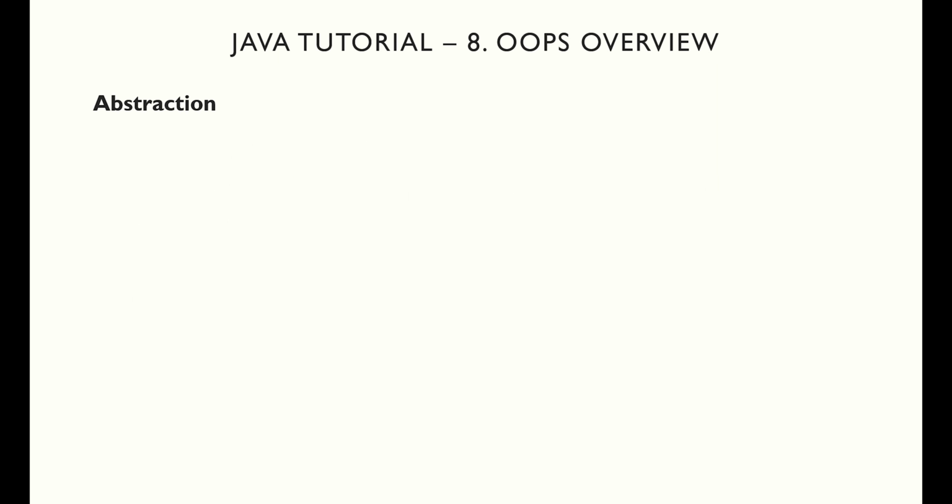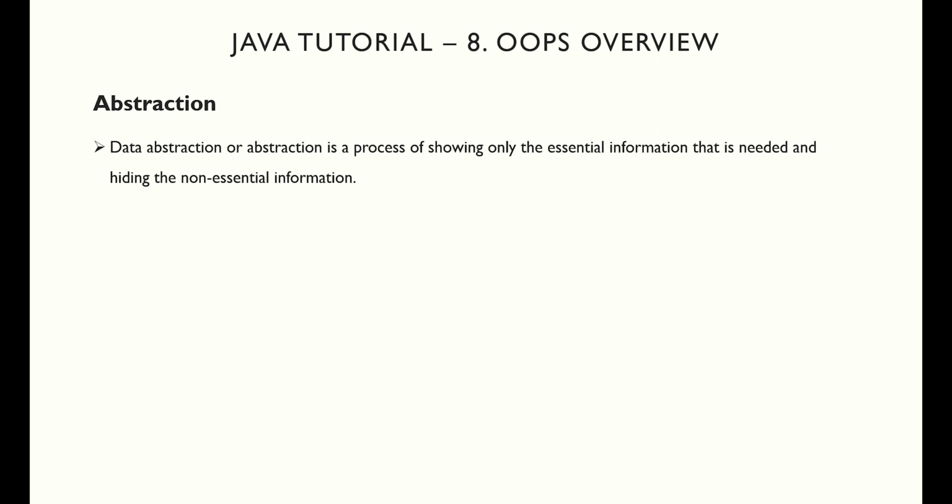Data abstraction, or abstraction, is a process of showing only the essential information that is needed and hiding the non-essential information. For a real world example, when we break down the actions on a car, say you are pressing the accelerator, the speed is increased. You don't need to know the internal working of how the speed is increased. All you care about is pressing the accelerator to increase speed. In Java, abstraction can be achieved through abstract classes and interfaces.